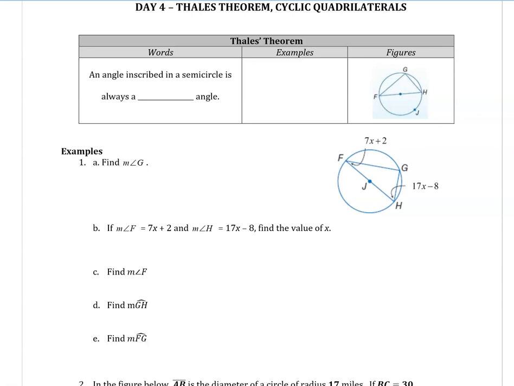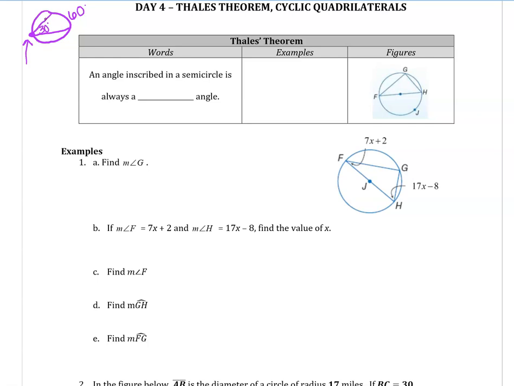Thales' theorem is really just an expansion upon something you already know about, and that's inscribed angles. We know that if we have an inscribed angle, where the vertex is on the edge of the circle, and its intercepted arc is 60 degrees, the angle itself will be 30. It's half of the intercepted arc.